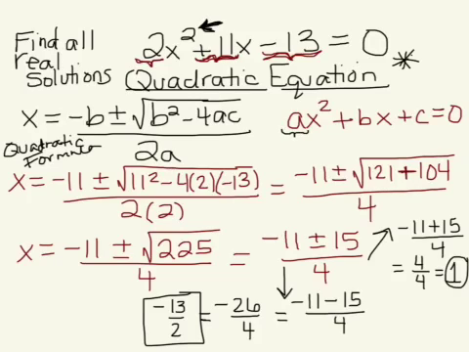The a value is the coefficient of x squared. The b value is the coefficient of x. The c value is your constant. And your problem has to be set equal to 0 to pick out that a, b, and c.